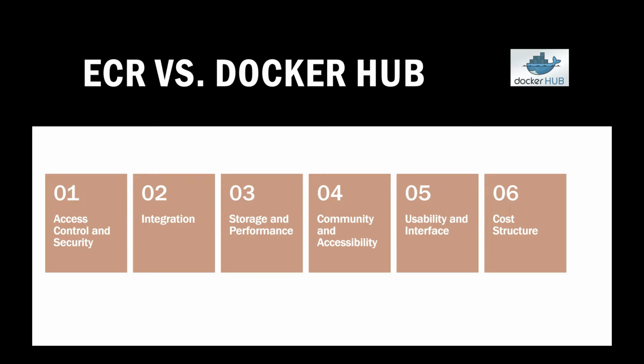Now, the fourth distinction can be discussed on the topic of community and accessibility between these two container registries, that is ECR and Docker Hub. ECR is primarily focused on enterprise grade solutions. However, Docker Hub is known for its vast community driven sharing of Docker images and applications. It also offers both public and private repositories, and it is more accessible to individual developers and open source projects. So that is where Docker Hub comes in, and it plays an important role for open source projects as well as for individual contributors.